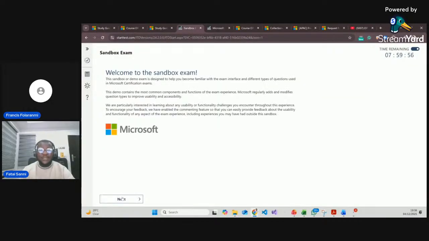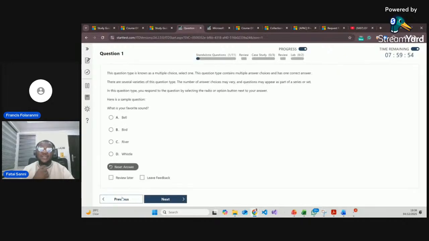So I'm going to click next. So this is a sandbox. I'm just going to be showing you an example. So it tells you there are a variety of questions. So this is a single choice question. This question type is known as multiple choice. Select one. This question type contains multiple answer choices and has one correct answer. There are several varieties of this question type. So here, this is a single choice question. It just says, what is your favorite sound? So if you come across a question like this, of course, you're going to select one answer.